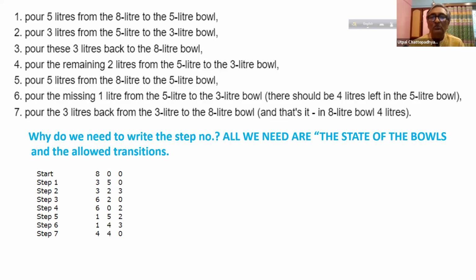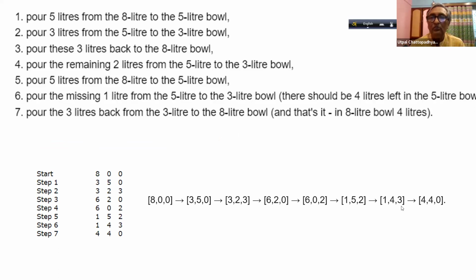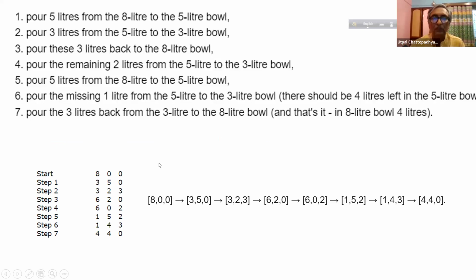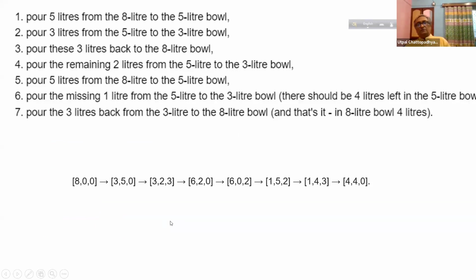So all you need to do is, now I'll introduce an important word here. All we need to know are the state of the bowls in terms of what they contain and the allowed transition, right? That's all you need. So for example, a simple line like this will do, right? The content of the entire verbose 7-step process is contained in this. Do you agree? Anybody disagrees? I hope people are not lost.